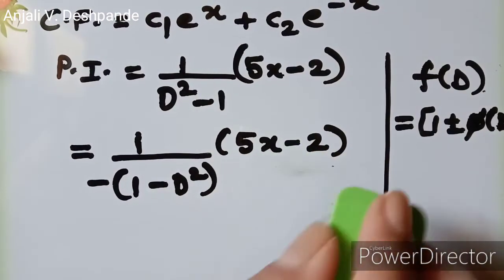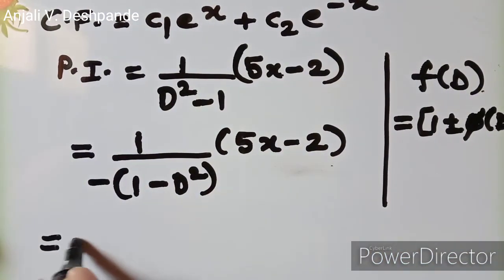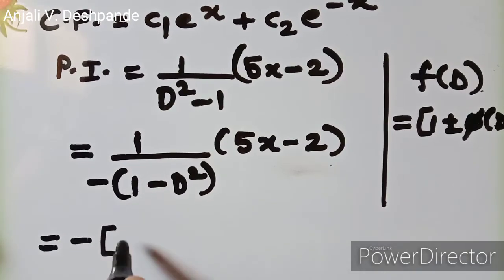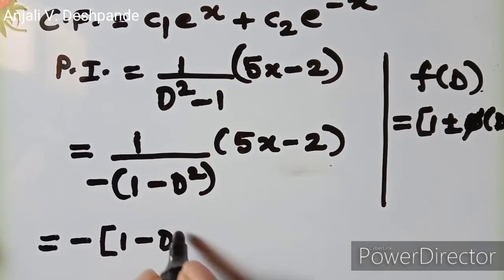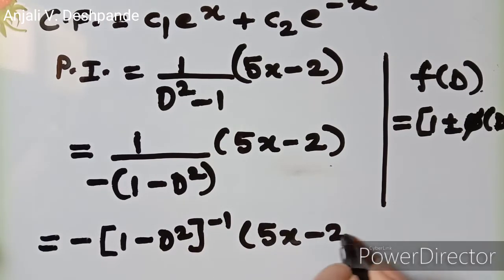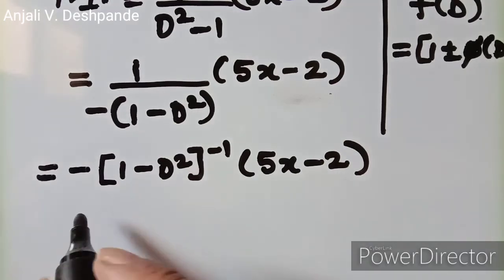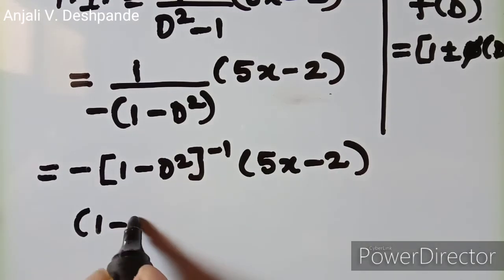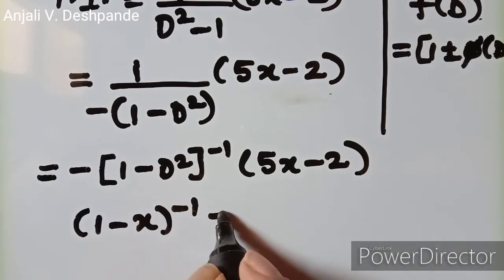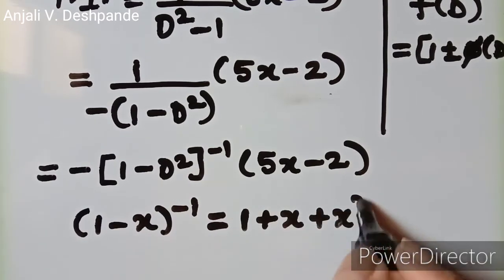So this we will now take to the numerator and write it like this: -(1 - D²)^(-1) (5x - 2). So we have to expand this particular expression binomially. So once again we will just do a recap. (1 - x)^(-1) is equal to 1 + x² + and so on.